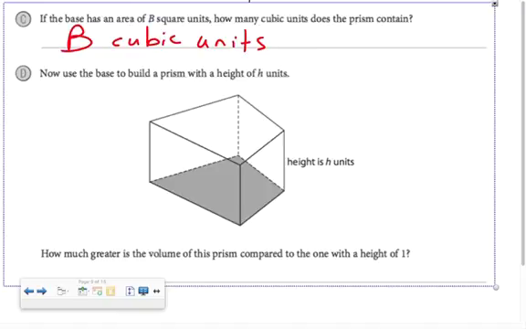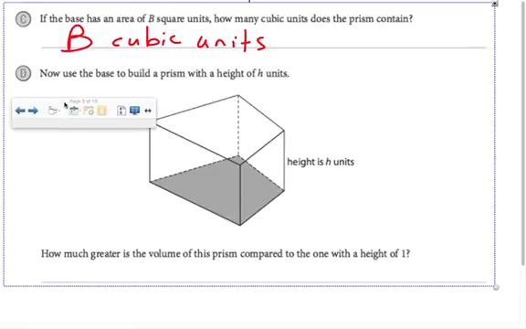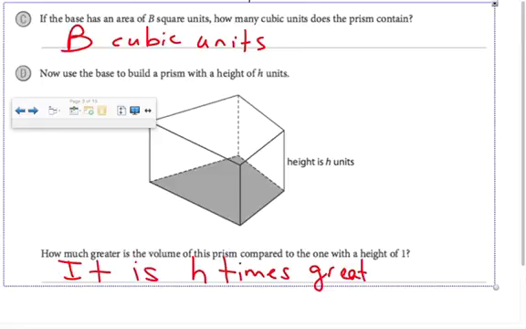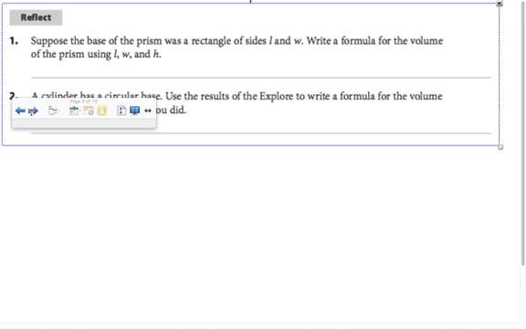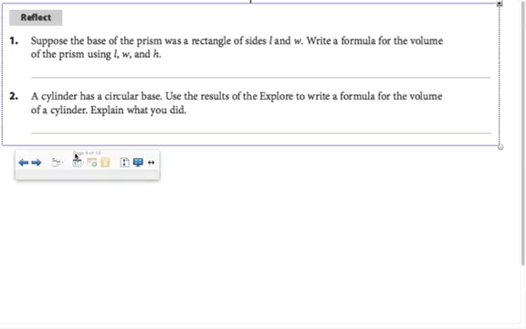And if I change the height of the prism and I make it H units, then how much greater is the volume of this prism compared to the one with a height of 1? It is H times greater. Suppose the base of the prism was a rectangle having sides L and W. Write a formula for the volume of the prism using L, W, and H. This definitely should be a throwback to middle school. The volume would be L, W, H, length times width times height.